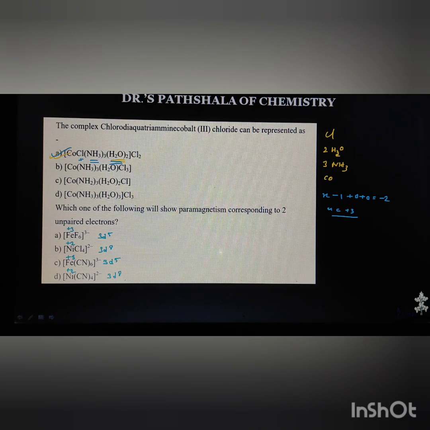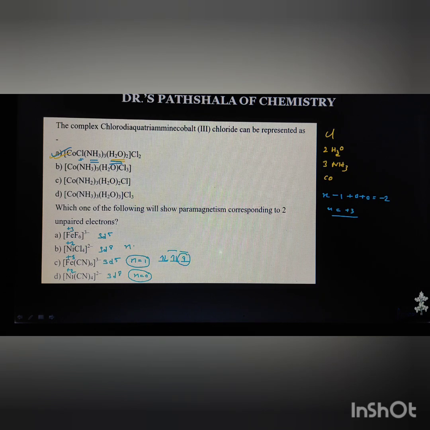In this case, pairing of electrons takes place, so n is equal to 0, no unpaired electron. Similarly, in this case also pairing of electrons takes place due to the presence of strong field cyanide ligand. That's why there is 1 unpaired electron, because 1, 2, 3, 4, 5 pairing of electrons takes place like this. So there must be 1 unpaired electron in this case.